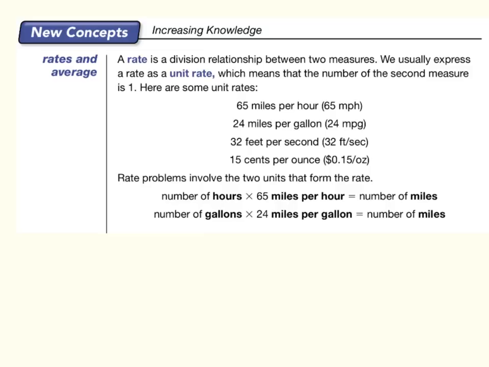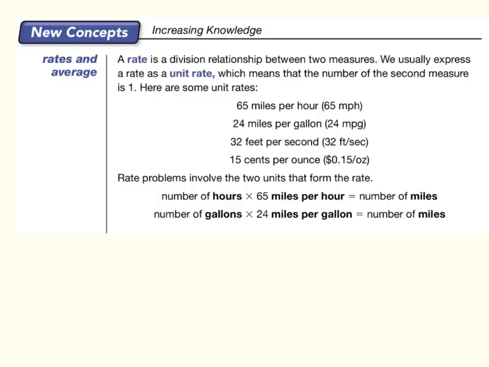So the first word is rate. A rate is a division relationship between two measures. And a unit rate means it's a rate, but the second measure is 1. So I'll show you what that means. These are unit rates right here. So write these down as examples in your notes.